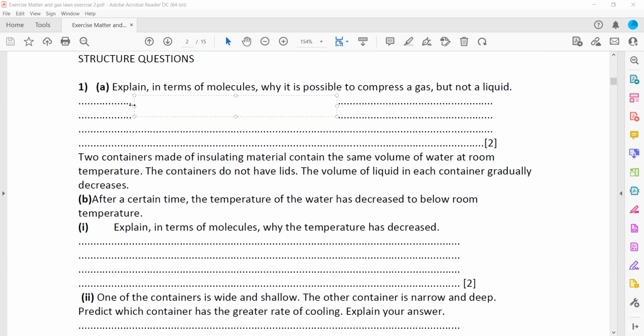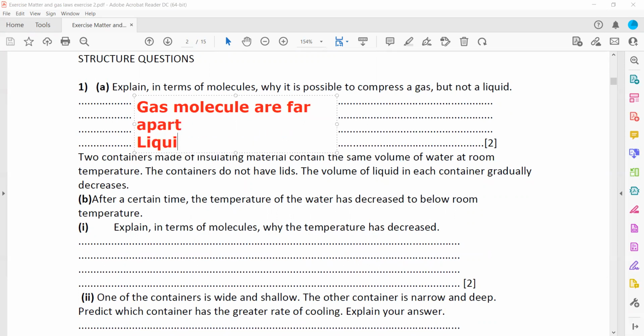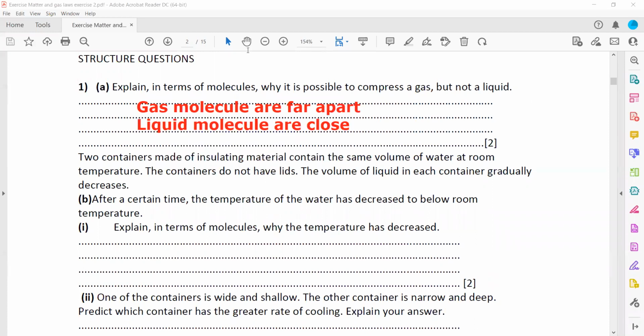The reason is that in gas, the molecules are far apart, whereas in liquid, the molecules are close to each other. That's why we cannot compress a liquid easily.